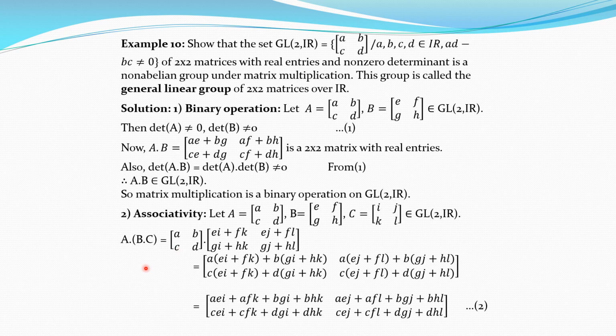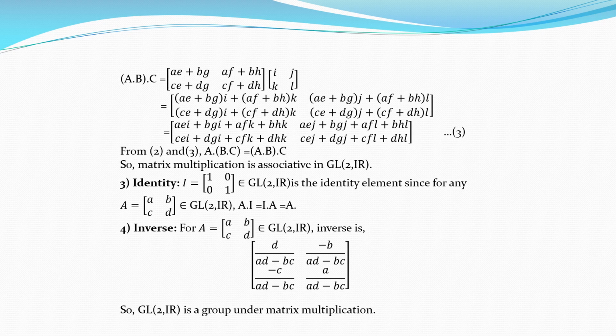Now do this multiplication. So by multiplication of matrices we get this matrix. Now using the distributive property of multiplication over addition we get this matrix. Now we consider this as equation number 2. Now we find the other side separately as AB multiplied by C and we follow the same procedure. Now see this matrix and the previous matrix. So comparing these two matrices we get A into BC is equal to AB into C. So matrix multiplication is associative in GL2R.